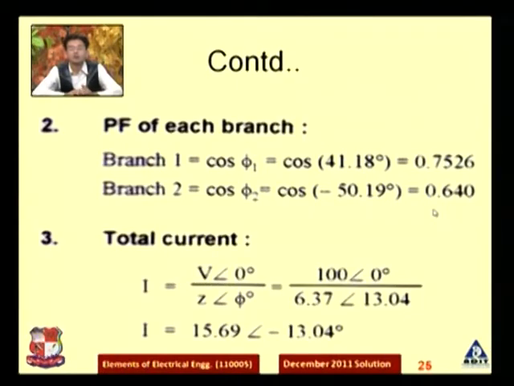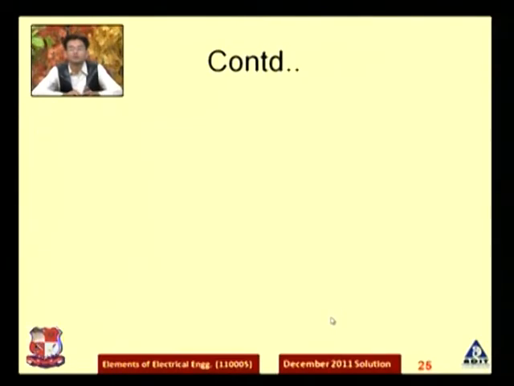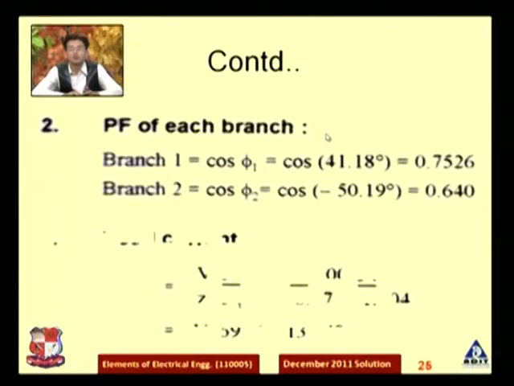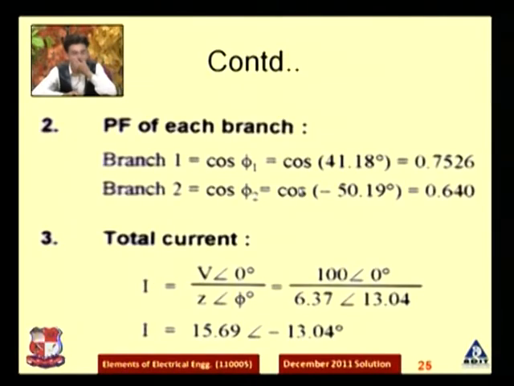Now in the same way, if you want to find out the total current, you can find it by the formula V divided by Z. The value of V is 100 and the Z value you have found is 6.37, with phase angle 13.04. See, let me show it to you again. Yes, you have already found this at the start of the example, right? So by putting this in, you will be able to find the total current of your circuit.